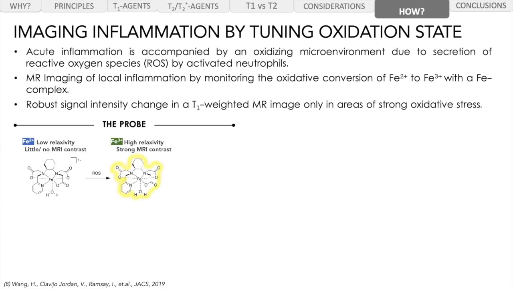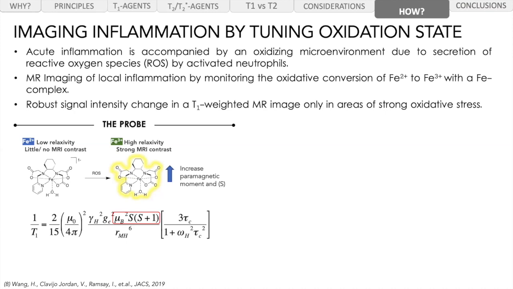And what this probe does is, first, inflammation is accompanied by an oxidizing microenvironment. This is due to reactive oxygen species secreted by activated neutrophils. So what they rationalized is we can have an iron 2-based probe, a diamagnetic form, that in the presence of reactive oxygen species can turn into an iron 3 form, turn on, and change relaxivity.